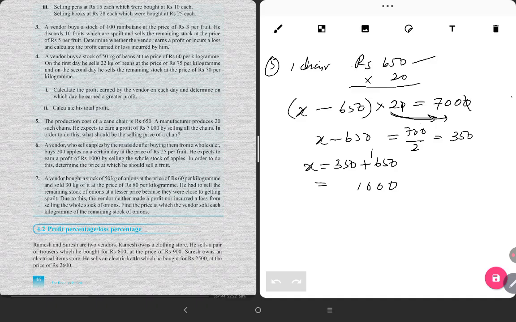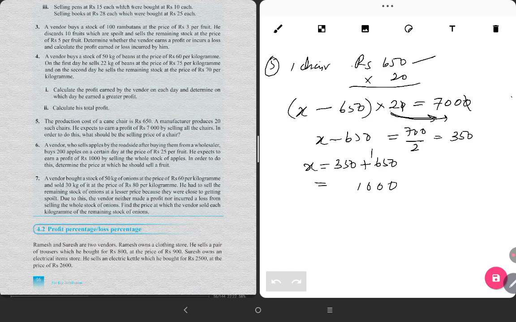Now reverse think about that. If he is selling at 1,000 for one chair, with each chair he is making 350 rupees of profit. Then he has 20 chairs, 350 times 20 is 7,000, which works well.